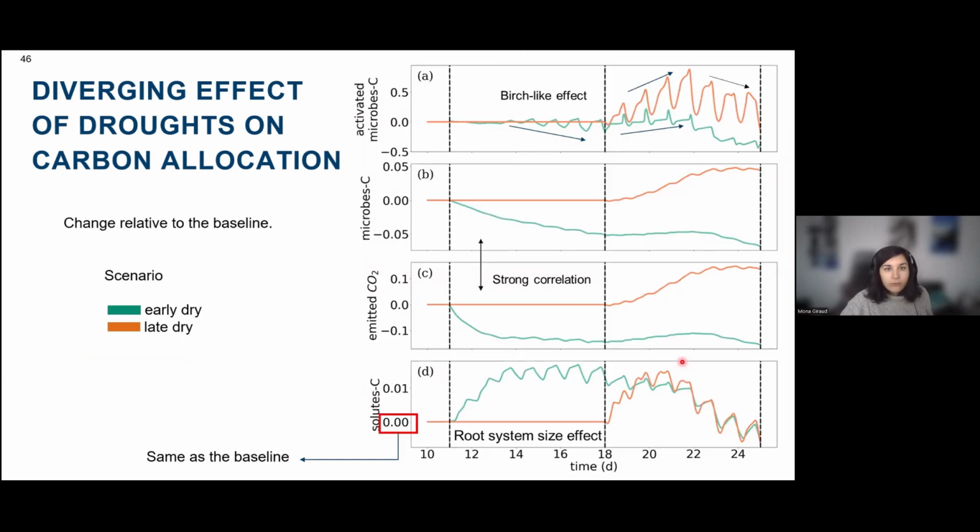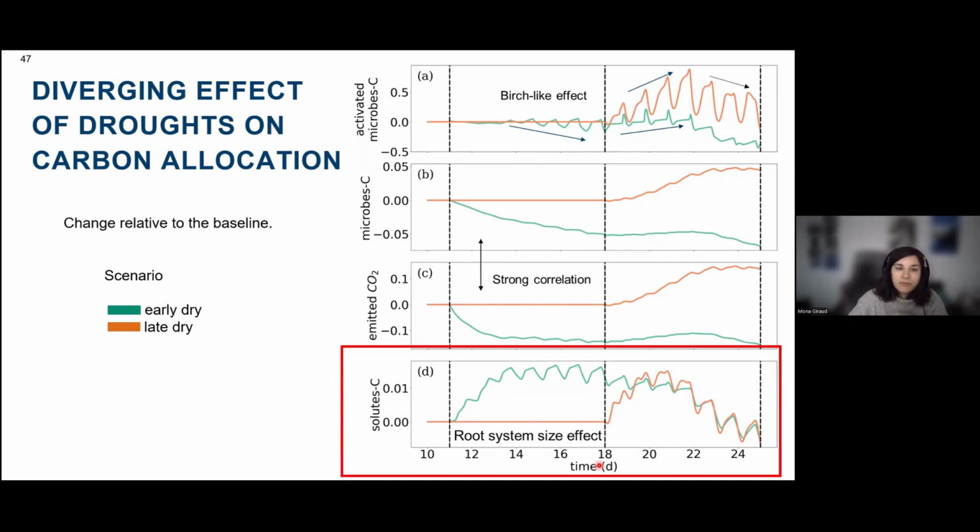And now we move on to our results, but at the 3D bulk soil scale. And here we wanted to look at the allocation of carbon between the different scenarios. So as before, you have in green the early dry spell scenario and in orange the late dry spell scenario. And we looked at the amount of carbon in different pools compared with the baseline. So when you have a line at 0, it means that you have the exact same amounts compared with the baseline. And so for the late dry spell, we are at 0 until the dry spell starts, so at day 18. And that makes sense because before then we have the exact same conditions between the baseline and the late dry spell scenario.